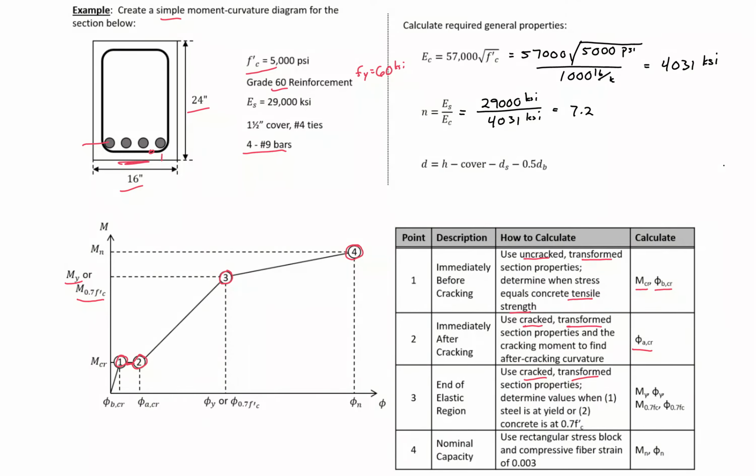Next, we can calculate our d. Our d is our overall height, 24 inches, minus our cover, 1.5 inches, minus the diameter of our stirrup. Our number 4 ties have a diameter of 4/8, or 1/2 inch, and then minus half of the diameter of our longitudinal bars, so our number 9 bars, 1.128 inches. And this will give us a value here of 21.44 inches.